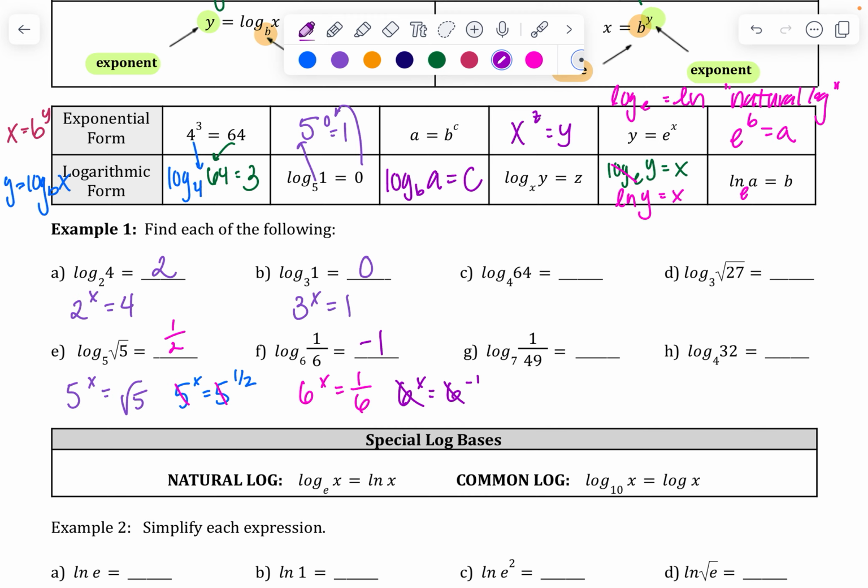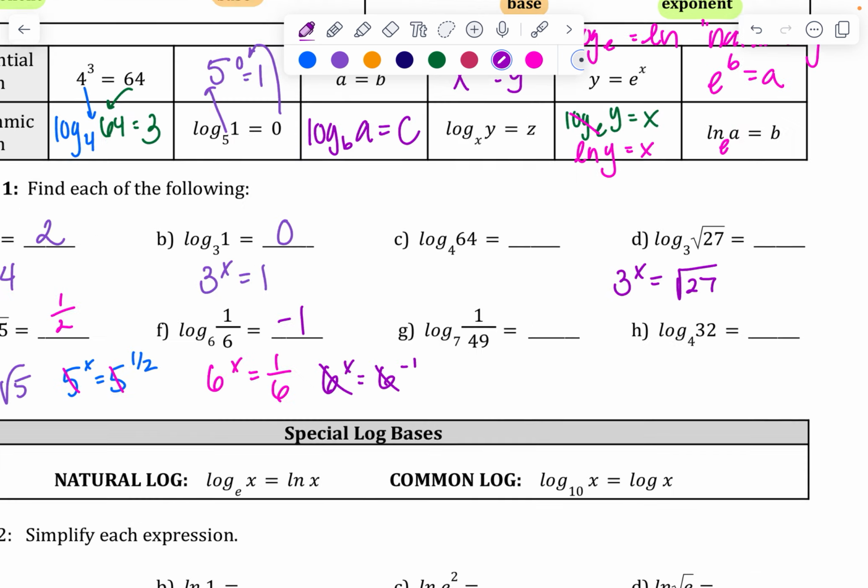Okay, D and H might be a little bit trickier. You guys can look at part D. My hint to you: 3 to the x power is equal to radical 27. I would rewrite this radical 27 in terms of 3. I know that 3 cubed is 27, so that's my little hint to you, okay?